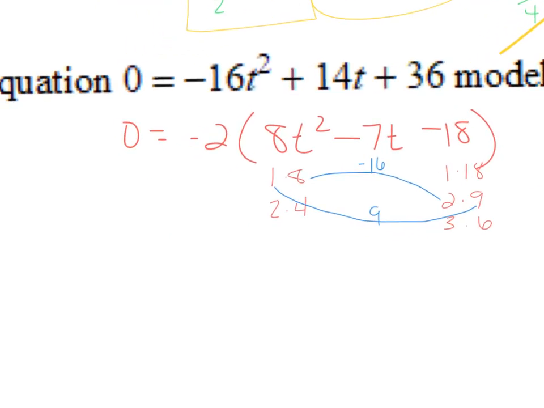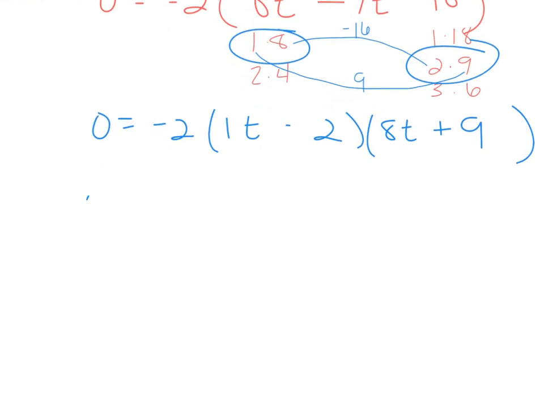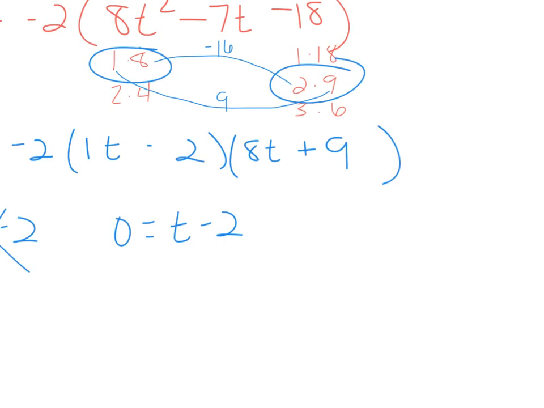So I've got 0 equals negative 2. Now my front numbers are 1t and 8t. My back numbers are 2 and 9. The 1 times 9, we know we want that to be positive, so I'm going to put a positive there. And then the 2 times 8 is 16, so I'm going to put my negative there. Okay, so now go through and set each part equal to 0. Again, I'm going to set that negative 2 equals 0, but we just throw that out. Then I've got 0 equals t minus 2, or 1t. And then 0 equals 8t plus 9.